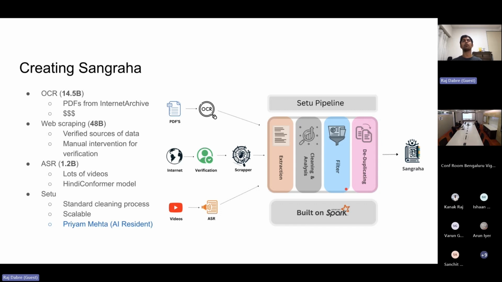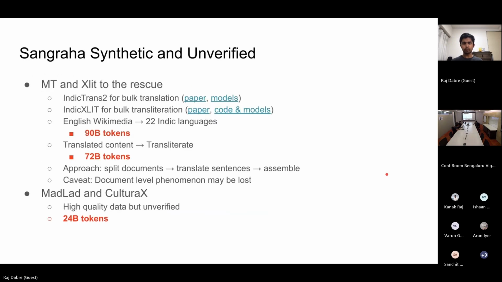If you take a look at the Gopher paper or the Chinchilla papers, they'll give you more details on this. Even the Llama papers will contain details on these cleaning steps. It's just that we now have something specific for Indian languages, which is very scalable. So if you want, you can check it out.